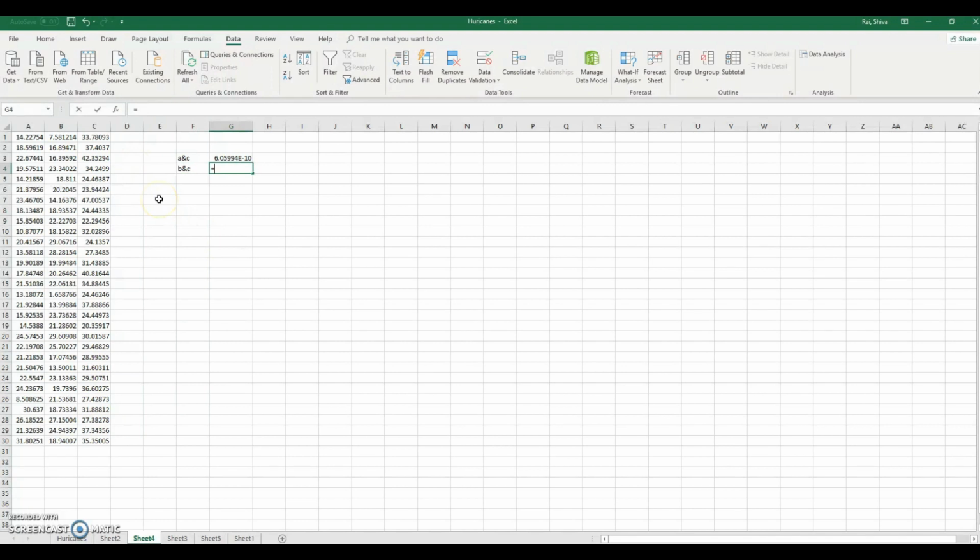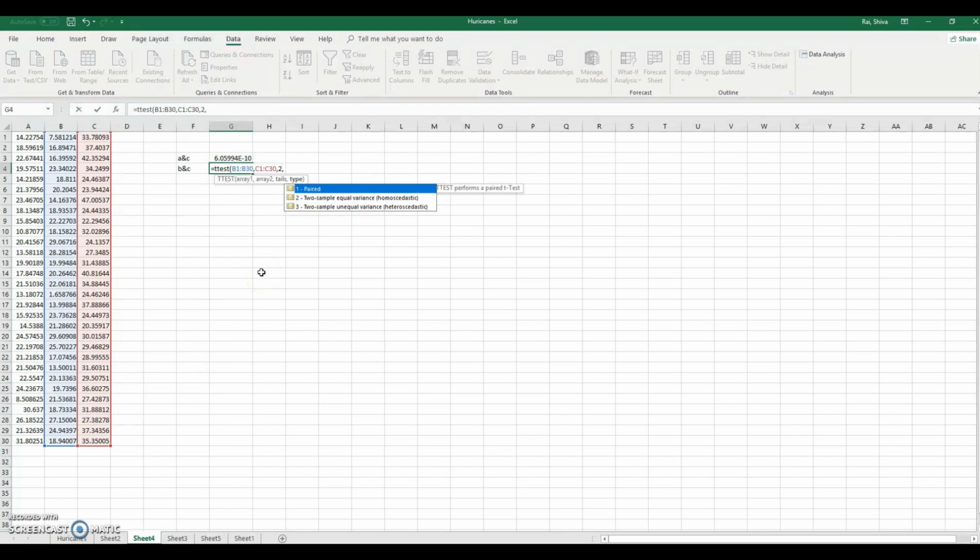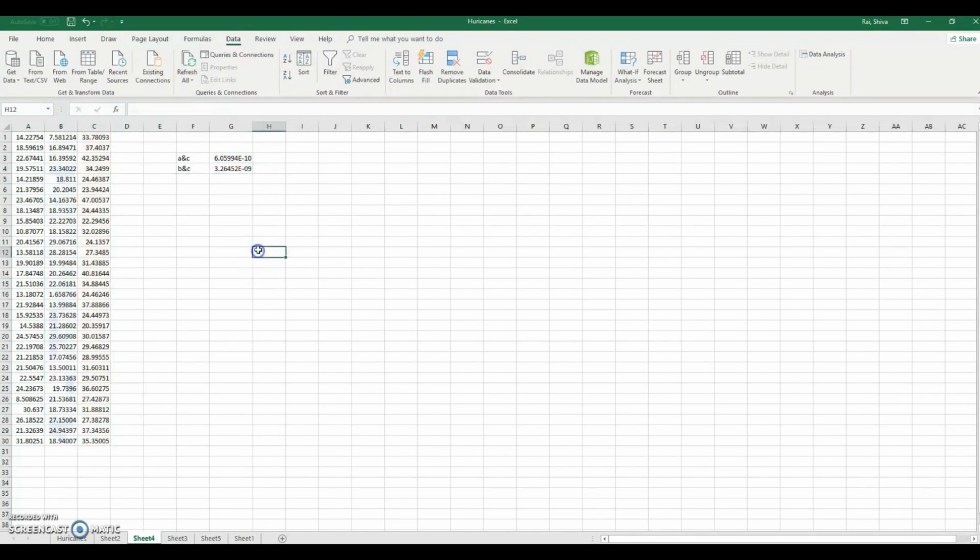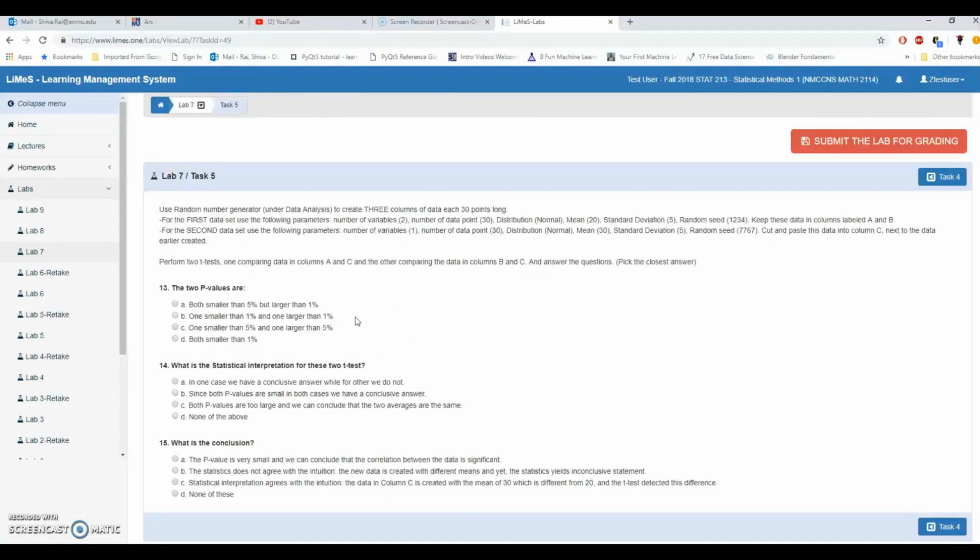So that is also equals t-test. B and C means this is B, comma, this is C. Okay, comma, 2, comma, 3, and parenthesis closed. Okay, so that's fine. So one is 6.0599 e to the negative 10, the other is 3.2645 e to the negative 9, which are very small numbers. Okay, so let's go for that.